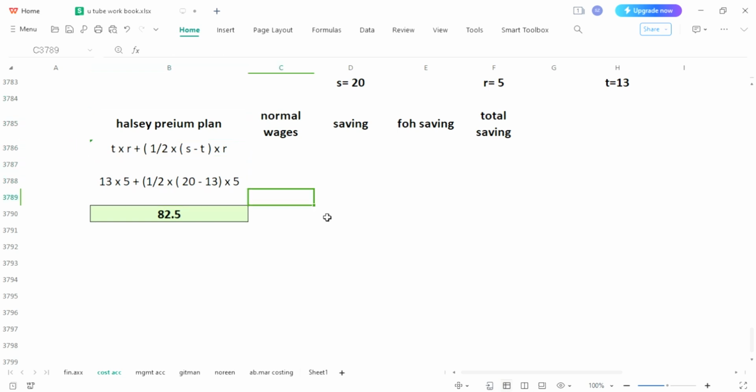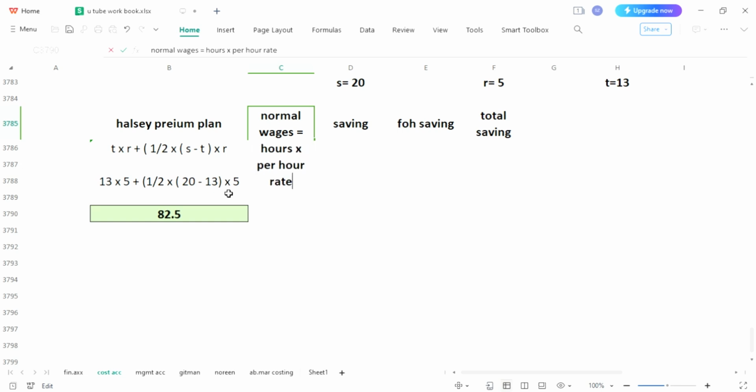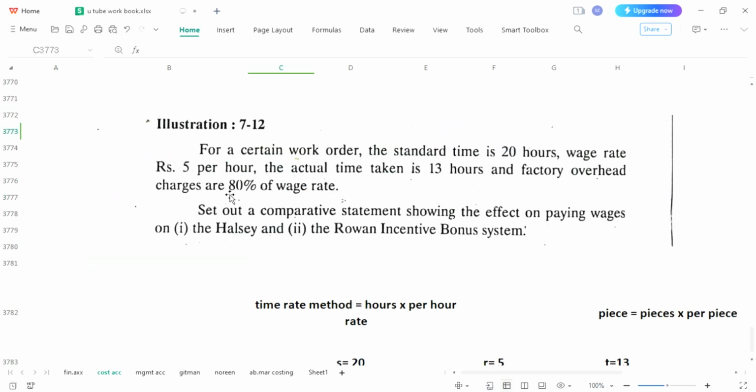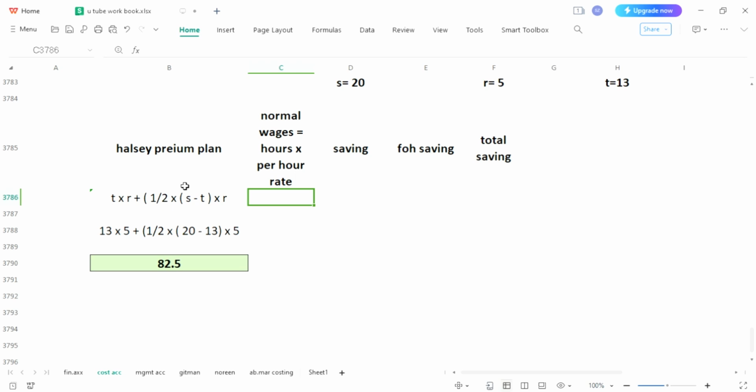Now we will see what happens if a manufacturing concern is not applying the Halsey premium. Instead of that, they are applying normal wages. And how do you calculate normal wages? Simple. You will see how many hours a worker had worked and multiply by the per hour rate, and that's all. So in the question, let's go back and see how many hours he had worked. Actual time taken is 13, your per hour rate is 5. So here you can calculate it.